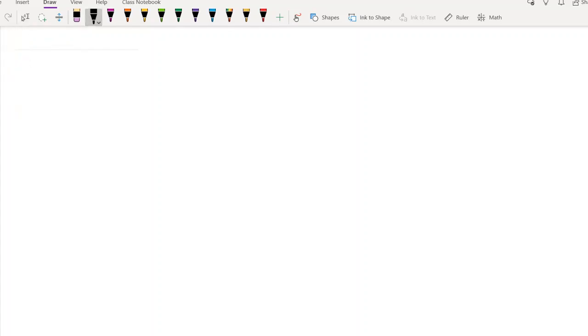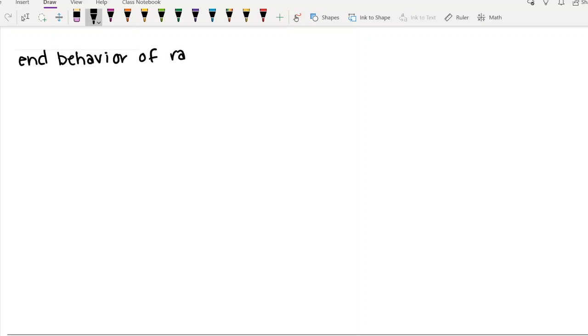Okay, so we're now going to be looking at end behavior, or limits at infinity, of rational functions.